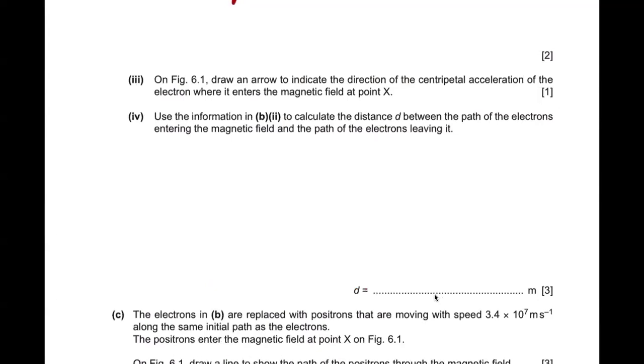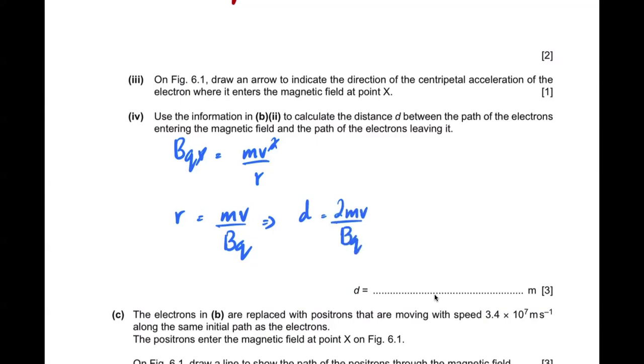I know that in this case the magnetic force provides the centripetal force for the electrons to move in the circular path. So I say that BQV equals mv squared over r. V's cancel out like this. I need r, so that is mv over BQ. And I know that if I need d, that's going to be twice of this. So d is basically 2mv over BQ.